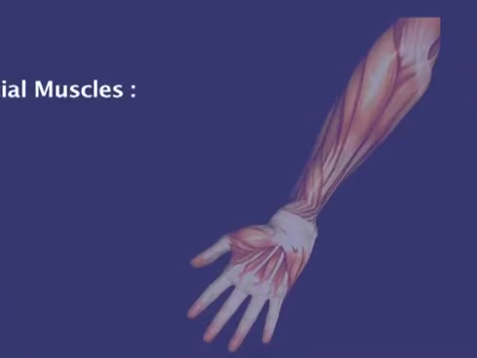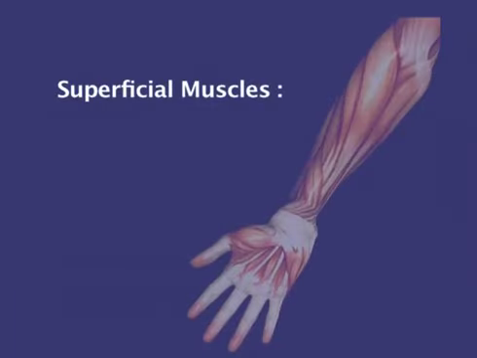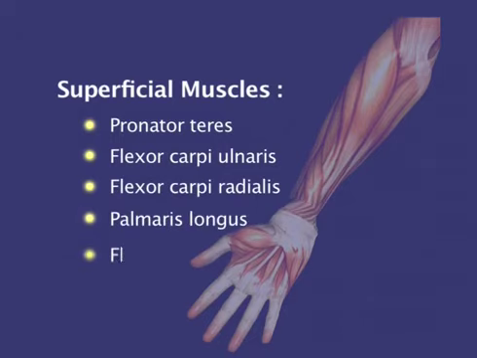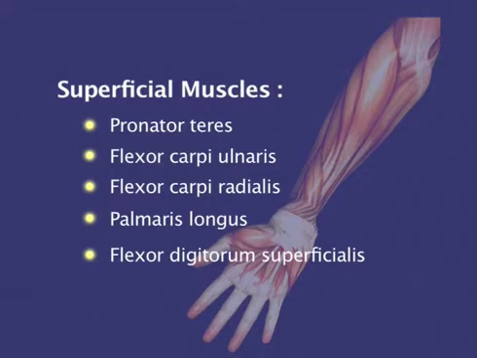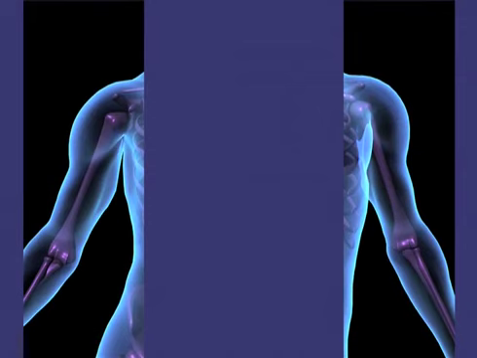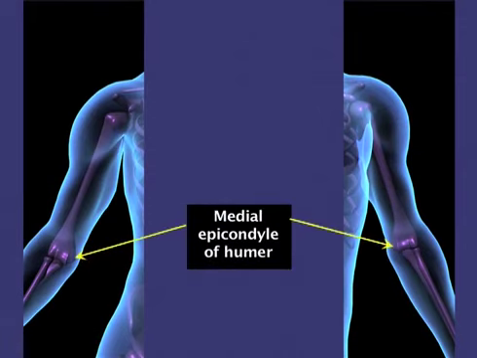The superficial muscles are pronator teres, flexor carpi ulnaris, flexor carpi radialis, palmaris longus, and flexor digitorum superficialis. All these superficial muscles have almost the same origin, that is the medial epicondyle of the humerus. This is the common flexor origin for almost all of the superficial muscles. And these are the muscles which do the movements of the wrist joint.